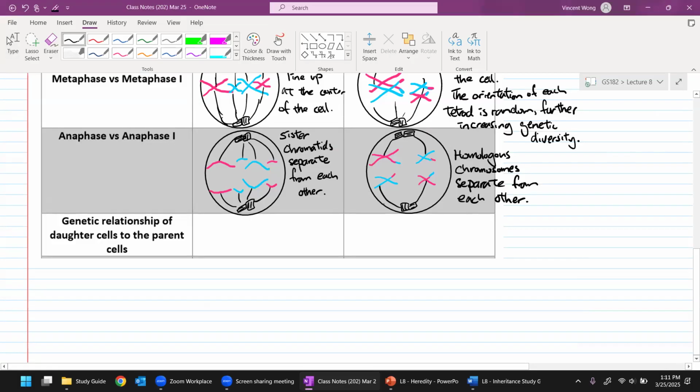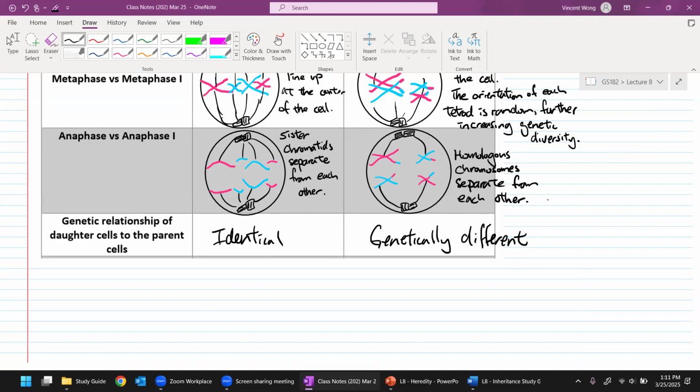Okay, and that's it. Telophase is the same. And then I'll show you the PowerPoint slides after. So what do you end up having? The genetic relationship of the daughter cells to the parents is identical in mitosis. In fact, you need them to be identical. If they're not identical, that means they contain a mutation. And we saw with mutations, it could be a bad thing, right? Whereas in meiosis, they are genetically different, and we want it to be genetically different. Otherwise, our kids would be the same as us, which would be no good.